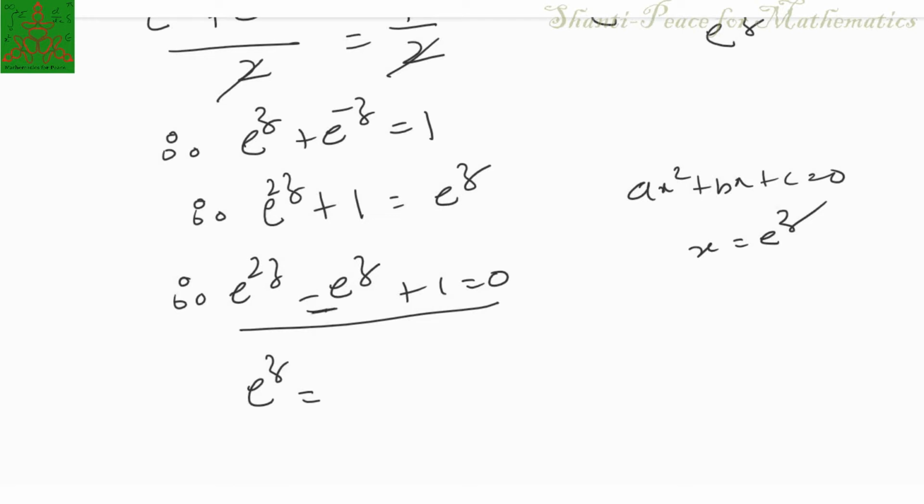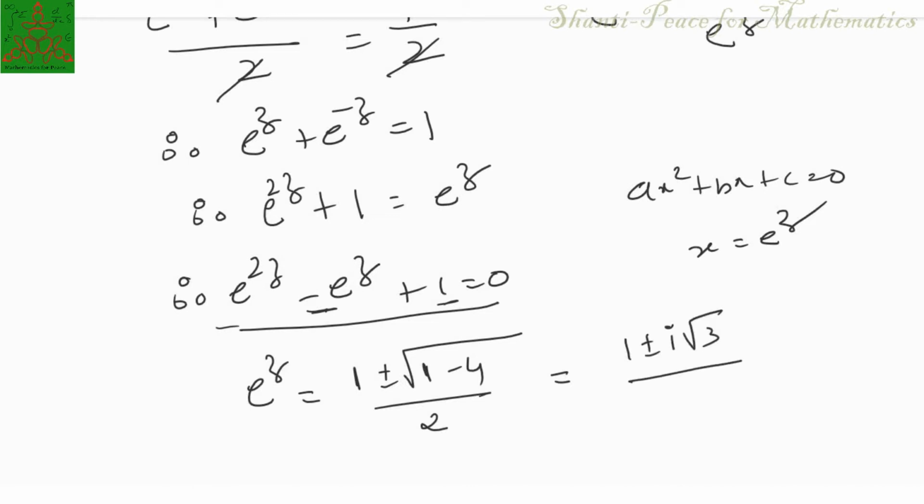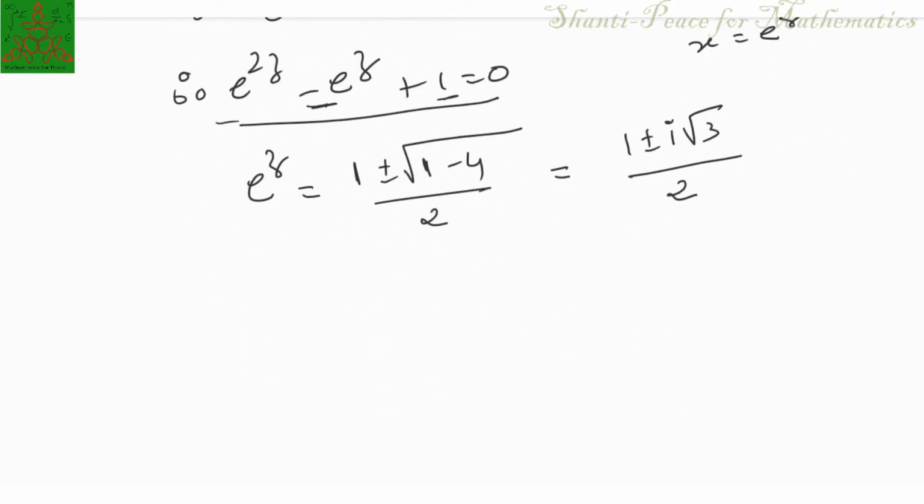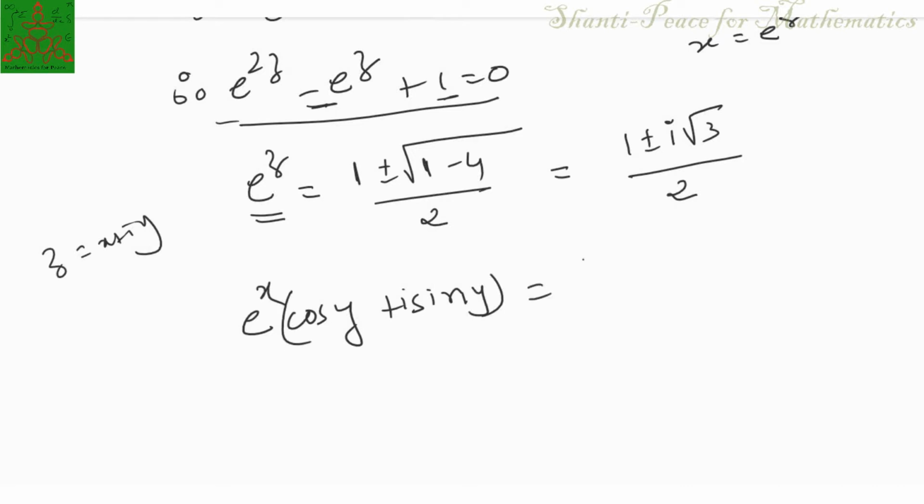Then as per the roots of this quadratic equation, minus b will be minus 1, so it is 1 plus or minus square root of b square minus 4ac, upon 2a. A is 1, c is also 1. So that gives me 1 plus or minus i root 3, because minus 3 is i squared times 3. And you can write down what is e power z. If z is x plus iy, then this is e power x (cos y plus i sin y) equal to 1 by 2 plus or minus i root 3 by 2.